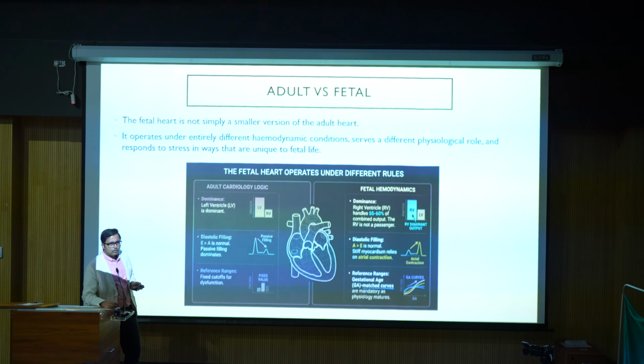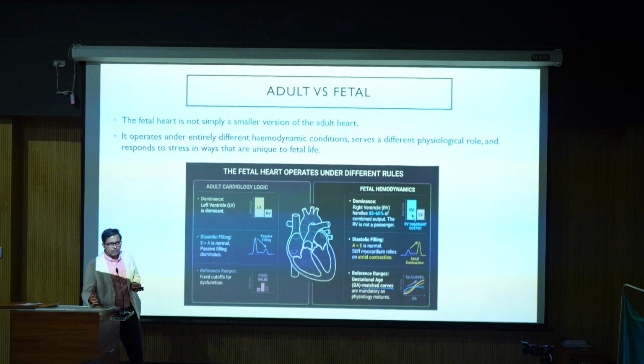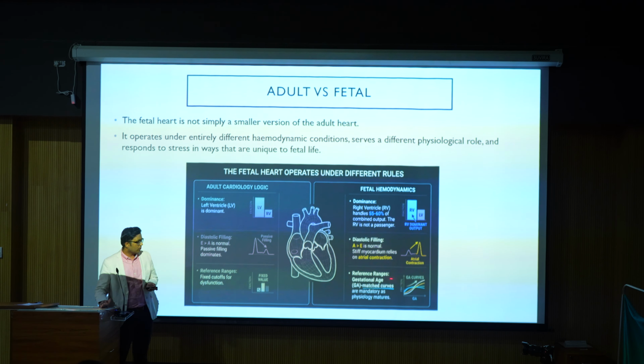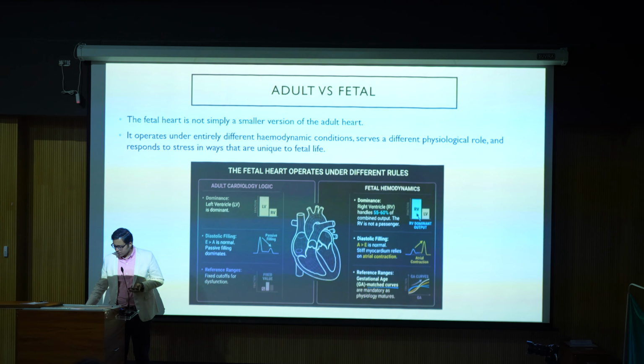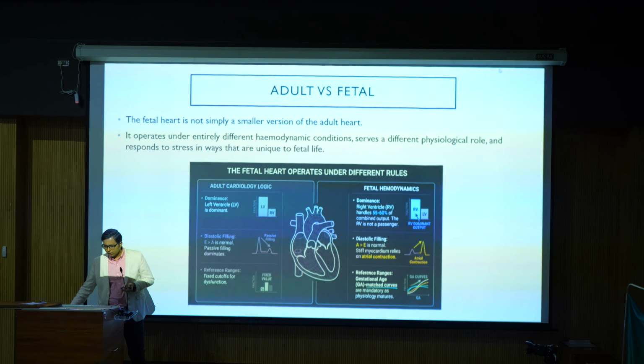When we do the valvular assessments, the adult waveform shows two waves, E and A waves, where the E wave is the larger one because of the passive filling of the ventricles, whereas in fetal life, the A wave is taller than the E wave, which is smaller, because it is the atrial contraction which contributes most of the output. And obviously in adults the reference values are fixed, but in fetal assessment they have to be considered along with the gestational age at which we are doing the functional assessment.